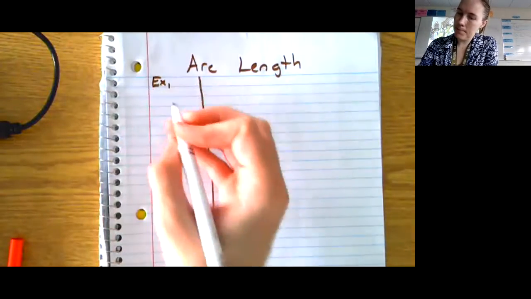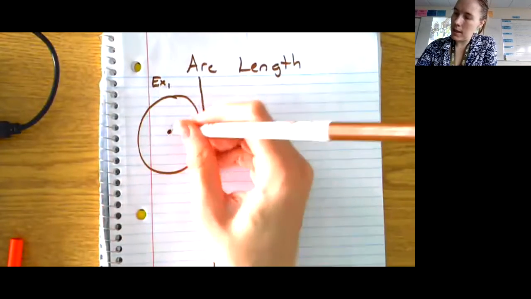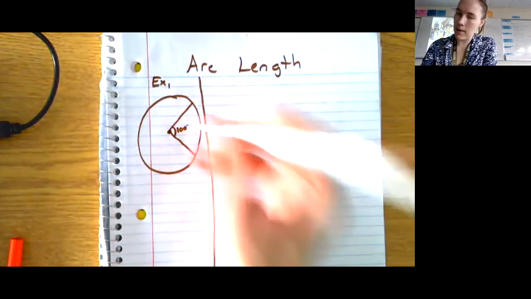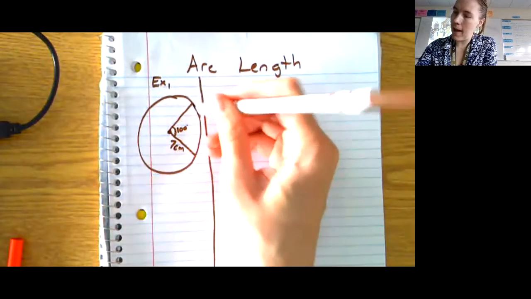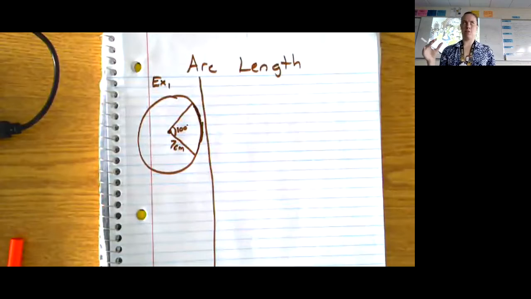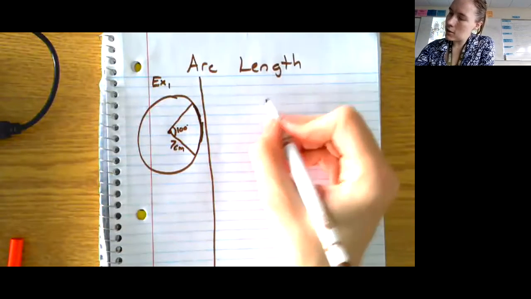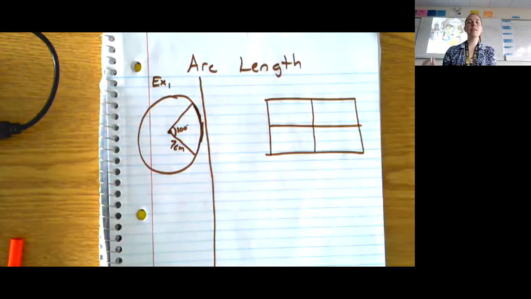So example one, say we have this circle, pretend that's a circle, where we have 100 degrees right there. Our radius is 7 centimeters, and we want to find the measure of this arc. So we can do the same sort of thing we did yesterday when we set up this proportion. So I'm going to do my box just like yesterday, except we're going to label it a couple different things.